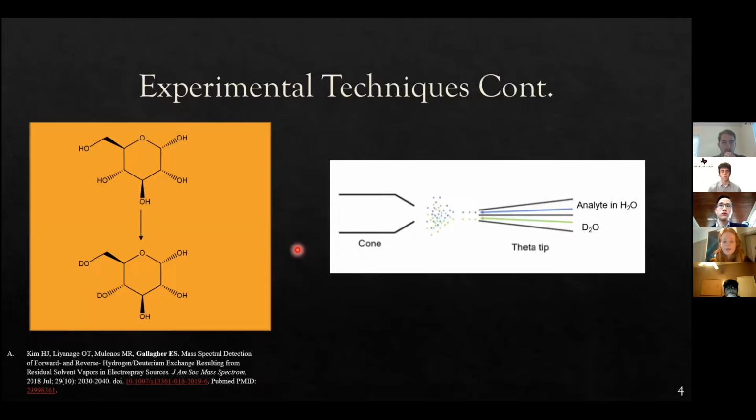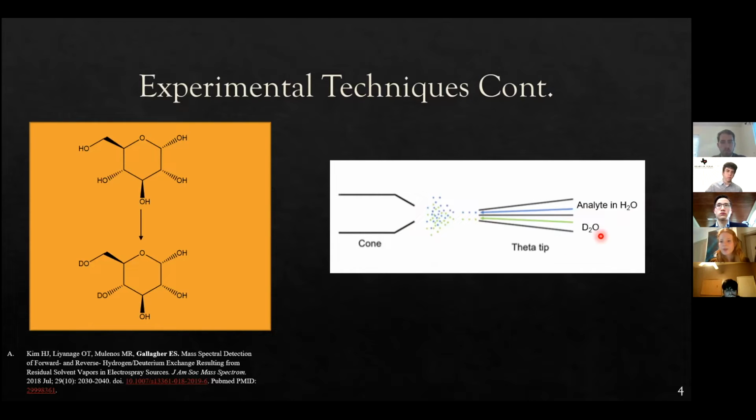So specifically, we use an experimental technique called hydrogen deuterium exchange. We're actually labeling hydroxyls on these sugars. This image here is just demonstrating that we're swapping these hydrogens here for deuteriums. In order to do this swapping, we use a technique called theta tip ESI. So this theta tip is going to introduce deuterium at the same time that it introduces our analyte solvated in water. When we do this in the spray overlap region, the molecules are allowed to mix. But as we saw on the previous image, that droplet immediately evaporates.